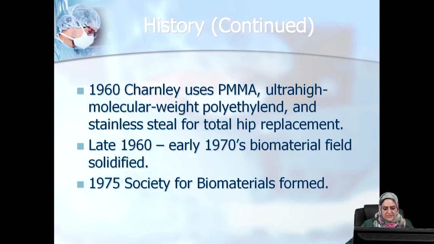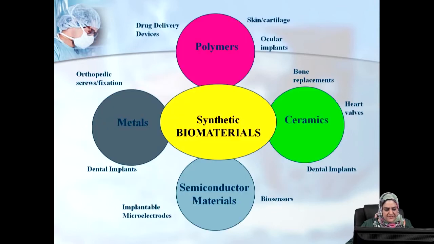In 1916, PMMA, ultra high molecular weight polymer, and stainless steel were used for total hip replacement. Later in 1916 to earlier 1917, the biomaterials field solidified. In 1975, the Society for Biomaterials was formed.